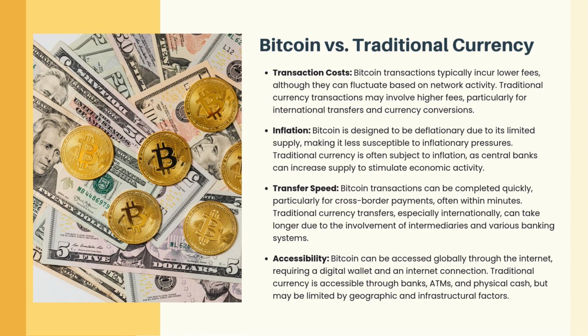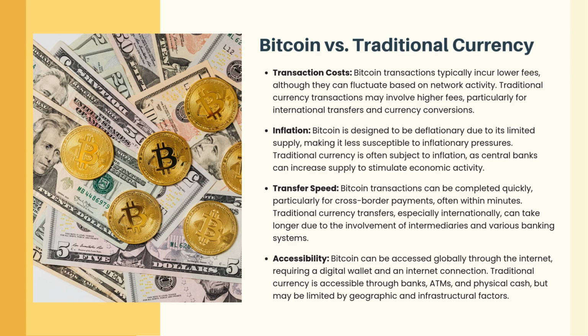Transaction costs. Bitcoin transactions typically incur lower fees, although they can fluctuate based on network activity. Traditional currency transactions may involve higher fees, particularly for international transfers and currency conversions. Inflation. Bitcoin is designed to be deflationary due to its limited supply, making it less susceptible to inflationary pressures. Traditional currency is often subject to inflation, as central banks can increase supply to stimulate economic activity.